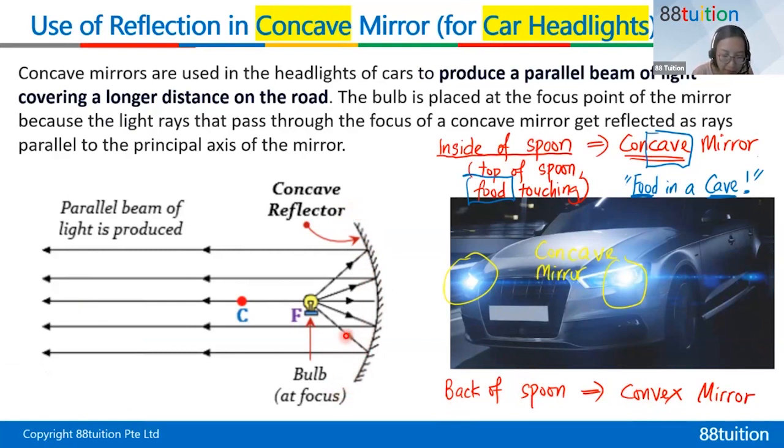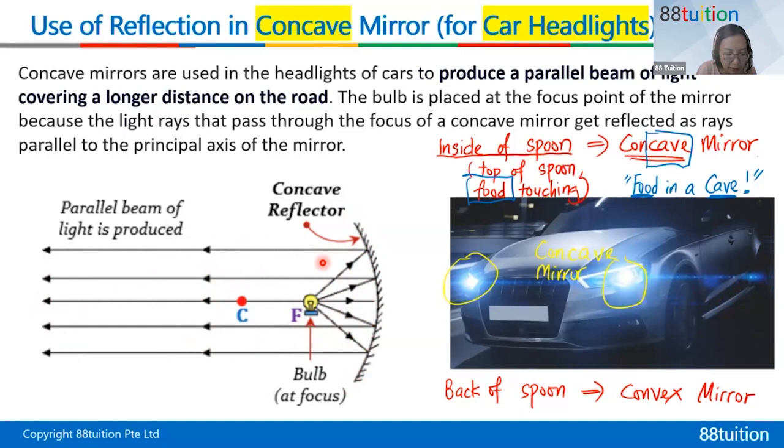Then there's a light bulb here. Inside there's a light bulb. The light from the light bulb will hit the concave mirror. Mirror is this one, the concave mirror. After hitting the concave mirror, it gets reflected.